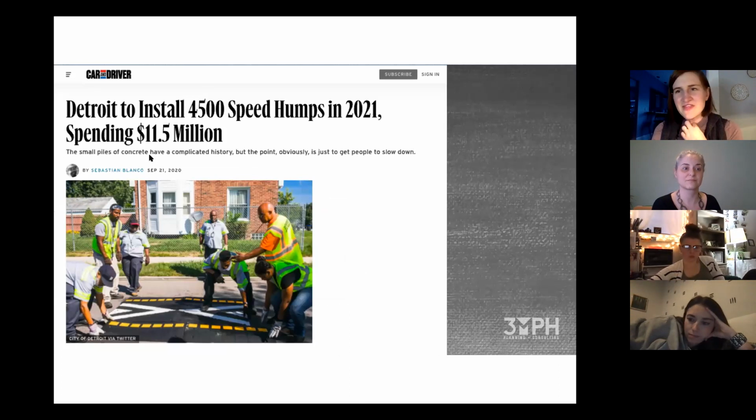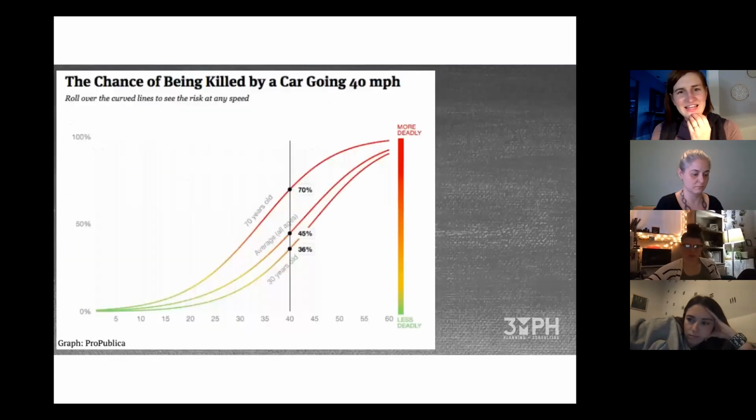But one thing that they're doing that's smart, in my opinion, in Detroit is they're adding a bunch of speed humps. They're trying to control speed. Speed is really important for pedestrian safety. If someone who's 70 years old is struck by a car at 40 miles per hour, they are almost certain to die. But if you can keep speeds down to 30 or 25, their odds of survival become much, much higher. So controlling speed is really critical to reducing these safety problems.